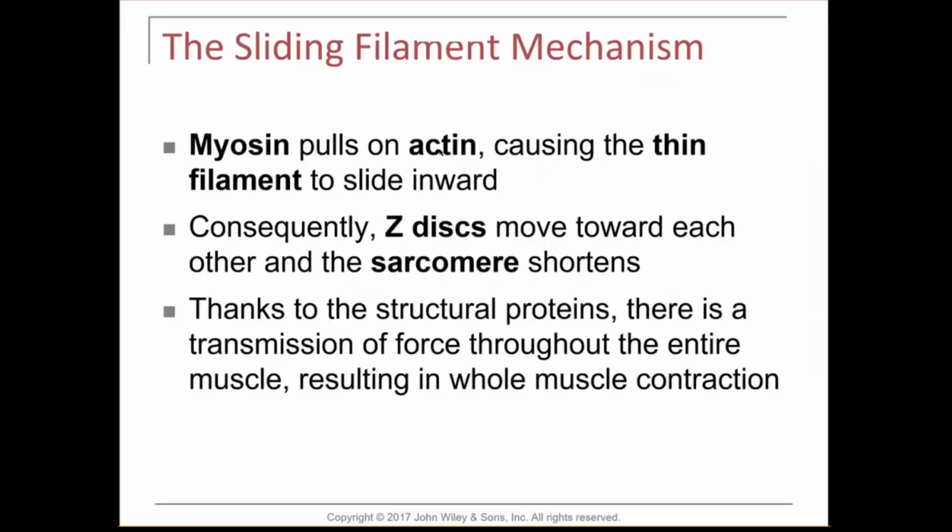We said that myosin pulls on the actin and it causes those thin filaments to slide inward. As a result of this, the Z discs, those ends of that sarcomere, get closer to one another, but effectively what we see is the sarcomere shortening. And because we have those structural proteins, we're able to transmit this force to the entire muscle. So as the sarcomere contracts, ultimately this results in the whole muscle contracting because of the presence of those structural proteins, like titin, like dystrophin, and like nebulin, what have you. But it's the sarcomere that's contracting initially.